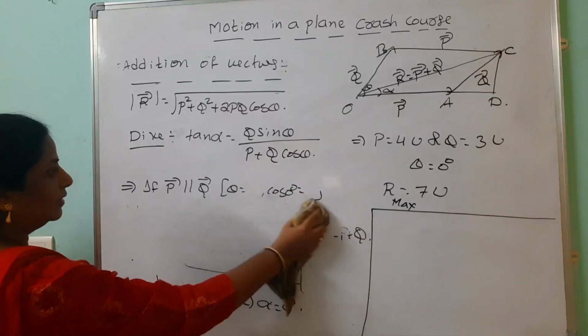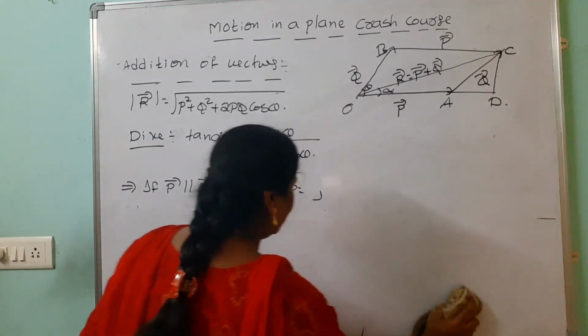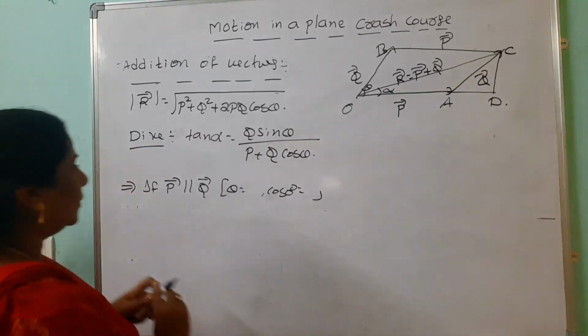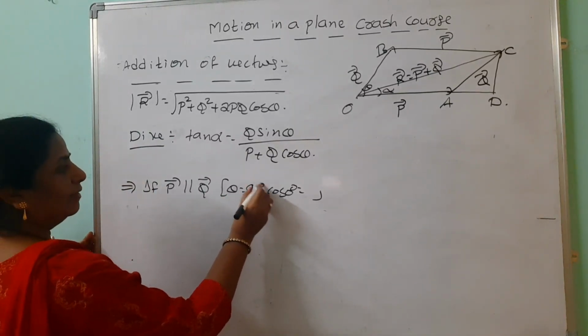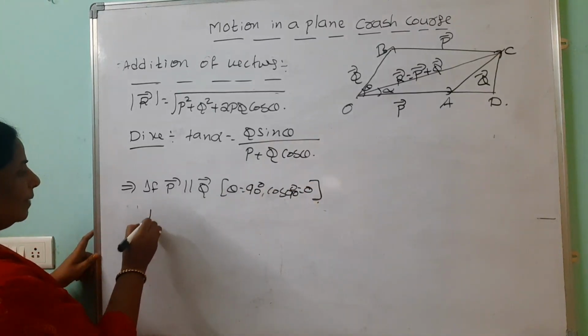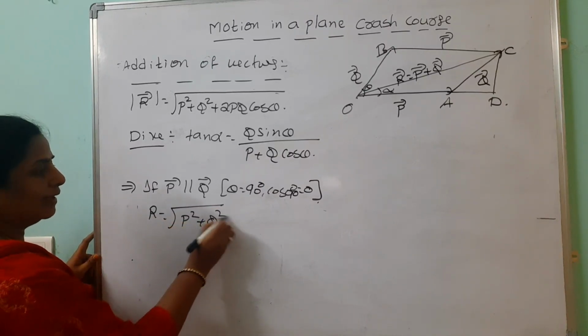Then how to find out the resultant and how to find out the magnitude here. If they mention in the question that p bar and q bar are perpendicular to each other, it means theta equals 90 degrees, and cos 90 equals 0. Then what about the magnitude? You will get under root p square plus q square.